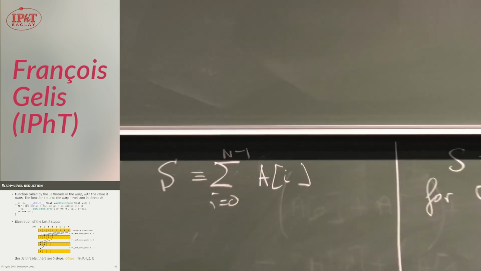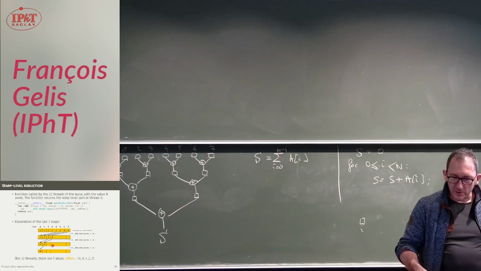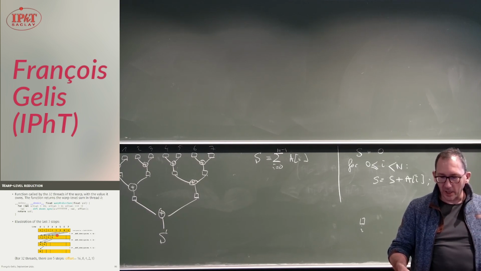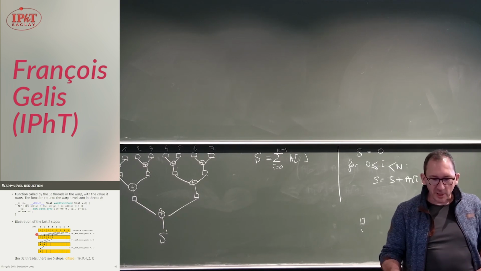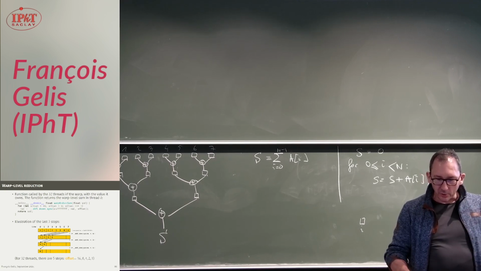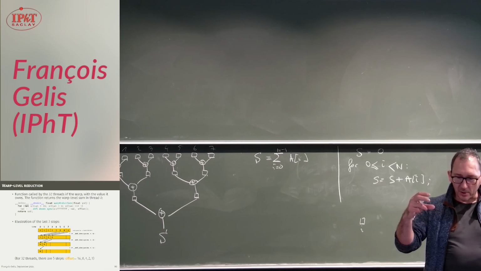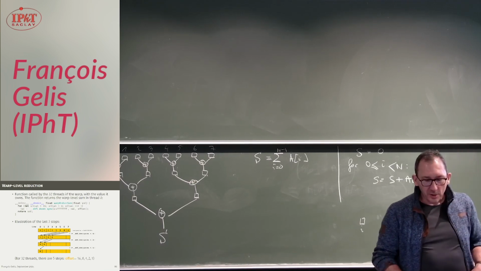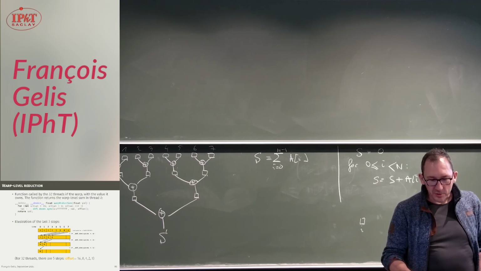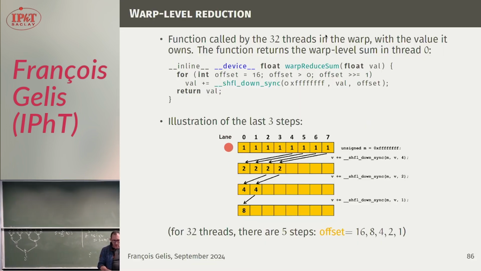And what is illustrated in the figure here are the last 3 steps of this algorithm, so when the offsets are 4, 2, and 1 respectively. So let's look first at the first line. When you reach the step 3 steps from the end, you have 8 values in this array. And let's assume for the sake of the example that these values are all equal to 1.